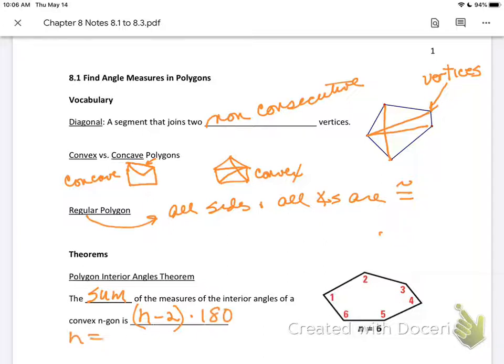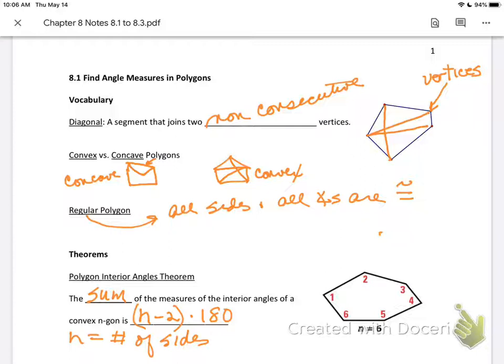Okay, so what does that mean? N equals the number of sides. So if you think about a triangle, we know a triangle has 3 sides. So the n would be 3. 3 minus 2 is 1, and 1 times 180 gives you 180, and that's the number of degrees that we have in that triangle. That works for any polygon.